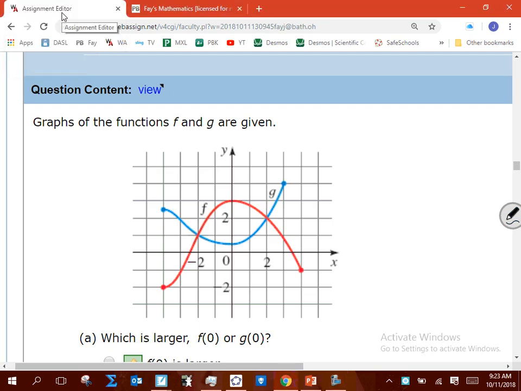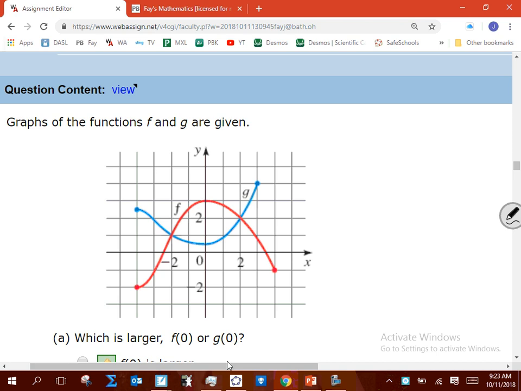All right, so with this one, guys, they're giving you two functions, okay? I like color coding things, and I don't know why they don't do this. They color code the graphs, but then they don't color code the letters. So then I have to always go back and think, okay, which one was blue, which one was red. But they're asking us, which is larger, f of 0 or g of 0?